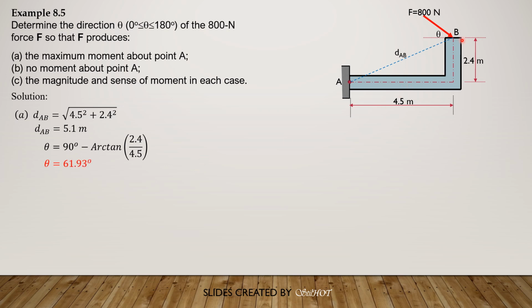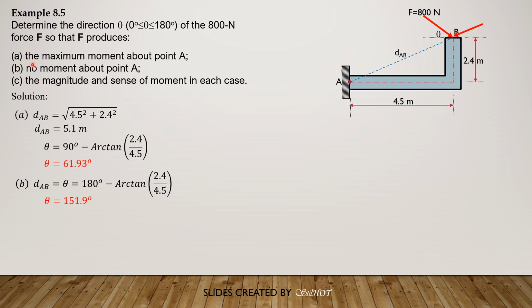For part B, for moment about A to be minimum, the force should be directed towards A so that there will be no moment, or the moment arm is 0. So therefore, it is 180 degrees minus arctan of 2.4 over 4.5, because this is the measure of angle theta, and this angle is equal to this angle here. So that's 180 minus this angle, which is arctan of 2.4 over 4.5, for minimum or zero moment. So theta therefore is 151.9 degrees.